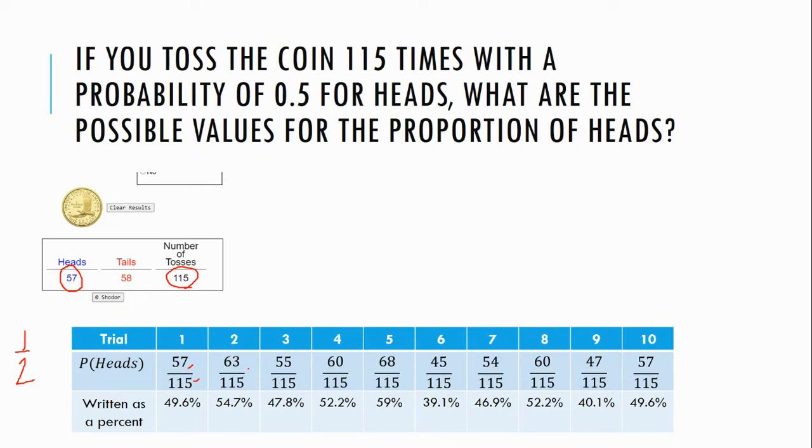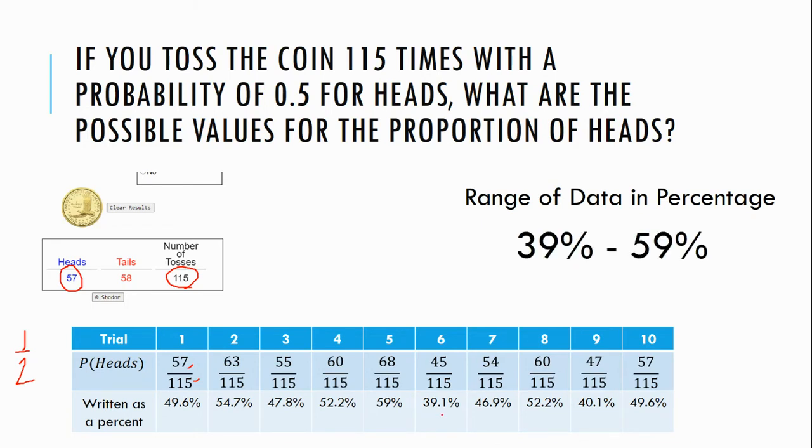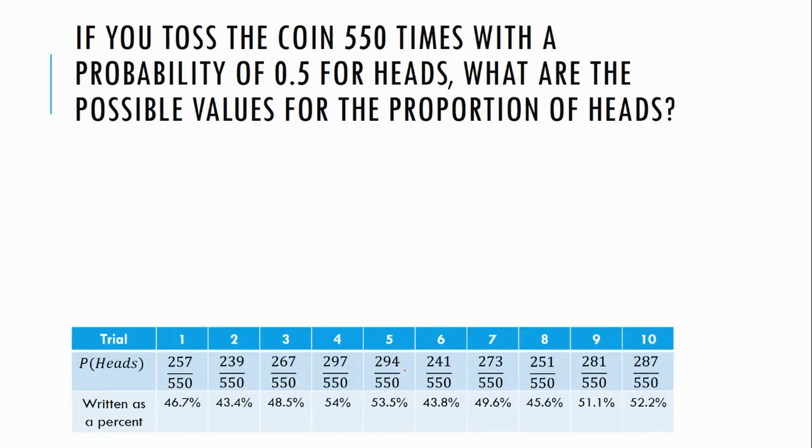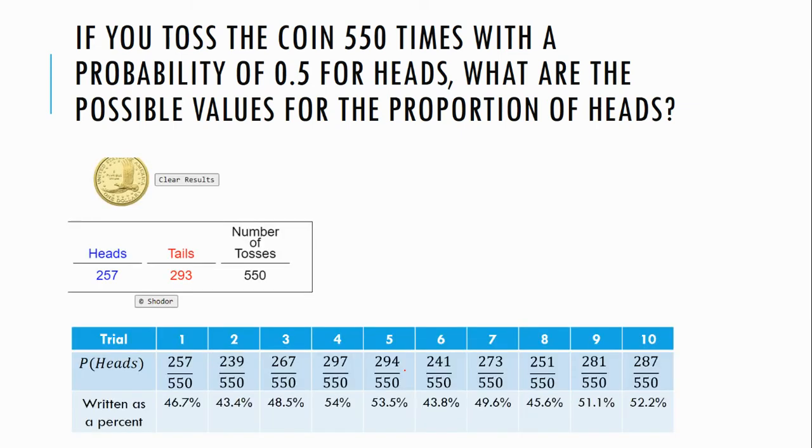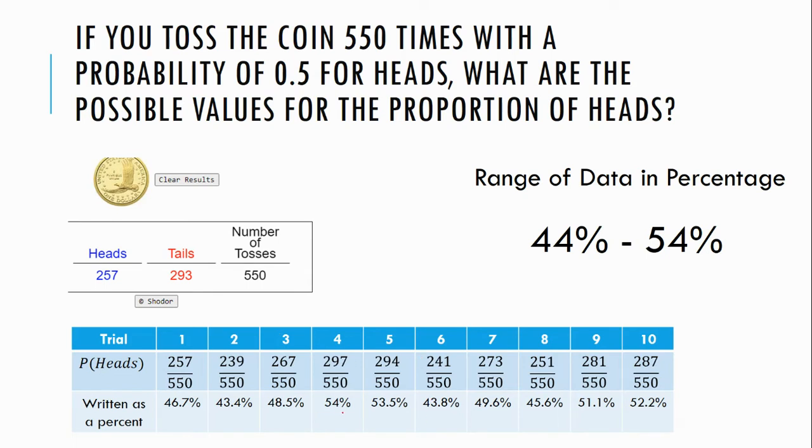Okay, so here we go. If I do this 10 more times, I get values. The smallest one was about here at 39%, 45 heads out of 115. And my biggest percentage was 59% heads, and that was 68 out of 115. All right, if I do it 550 times, 10 times, I found the number of heads divided by 550 total tosses. And I got a range of data between 44%, which is about right here, and 54%, which was right here.